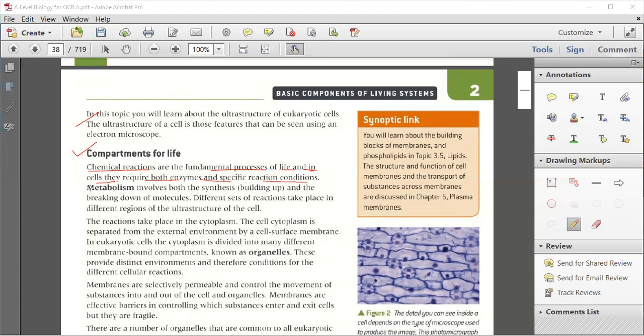Now see, metabolism involves both synthesis, that is building up, and the breaking down of molecules. Different sets of reactions take place in different regions of the ultrastructure of the cell. It means each and every part of the cell has a specific role to do. Is that point clear?